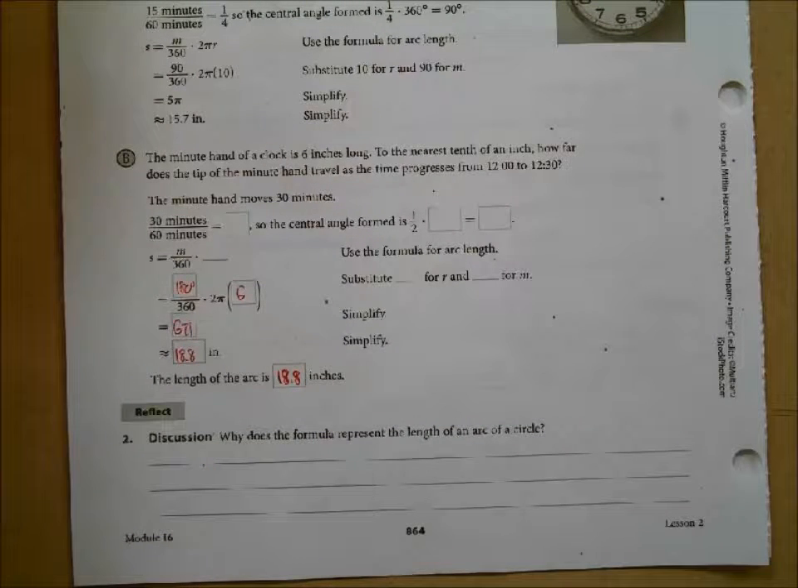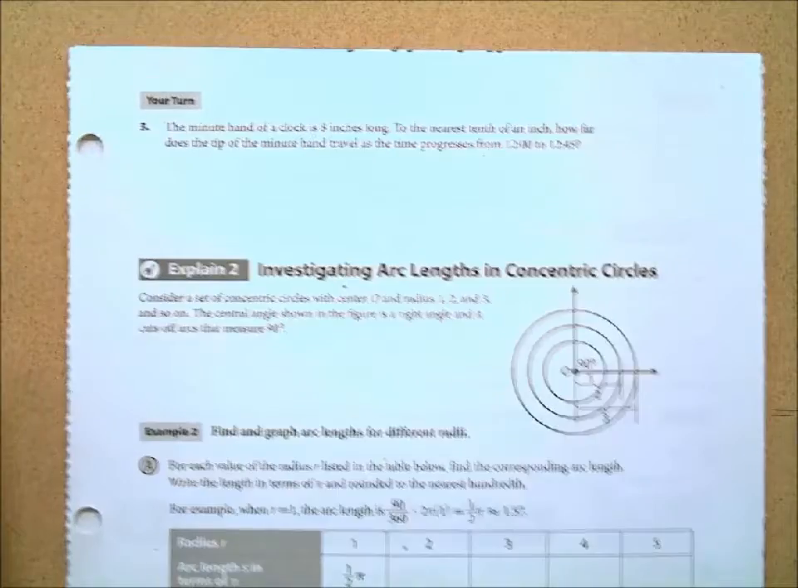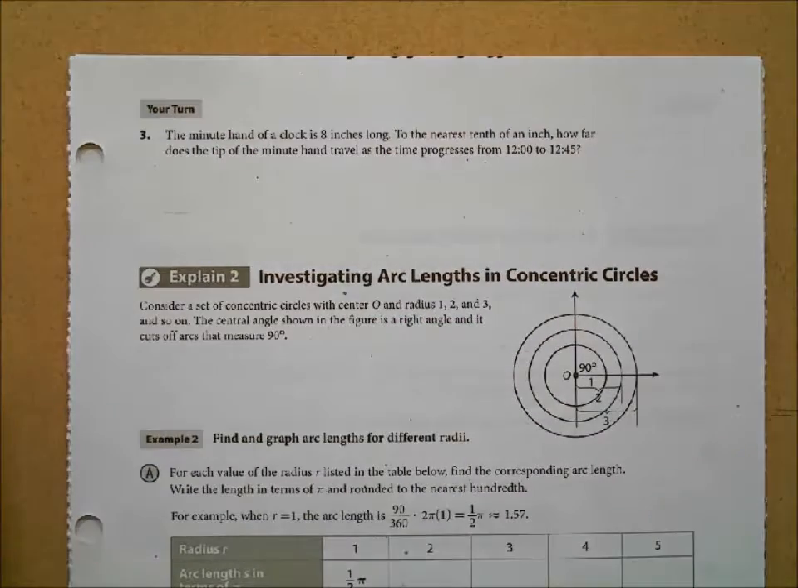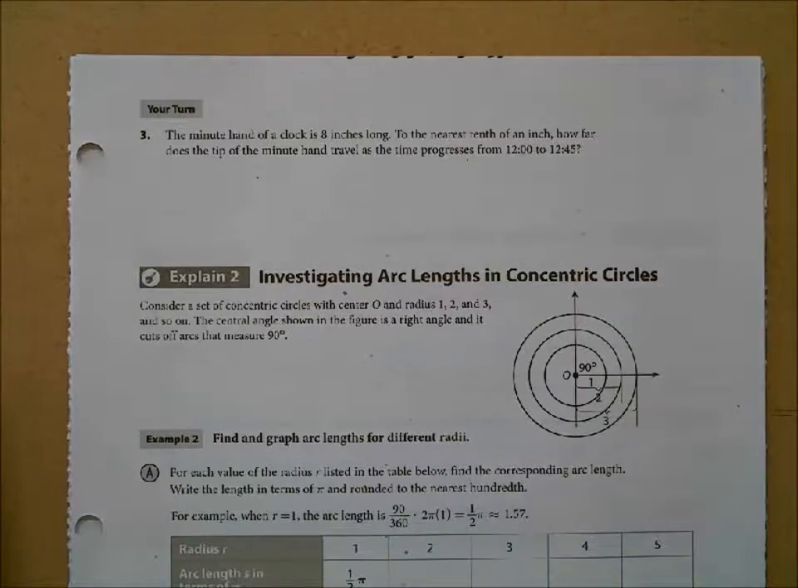All right, so why don't you all try number 3 on your own. The minute hand of the clock is 8 inches long. To the nearest tenth of an inch, how far does the tip of the minute hand travel as the time progresses from 12 o'clock to 12:45? Let's give that a try. I'll come around and help you here.